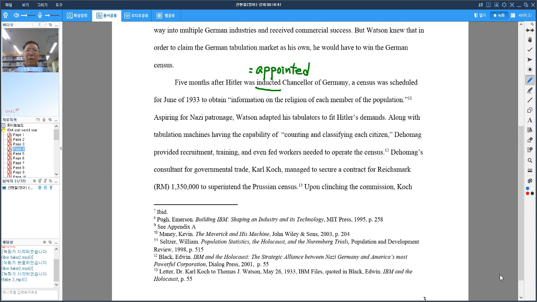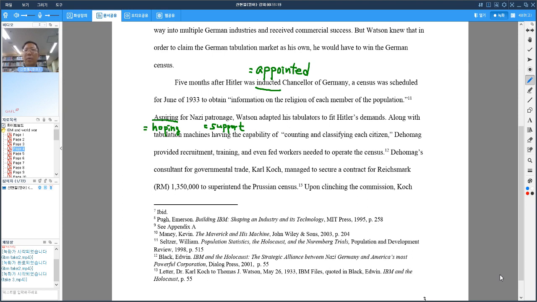Okay? So aspiring for Nazi patronage, Watson adapted his tabulator to fit Hitler's demand. Aspiring means hoping for patronage. Patronage means support. So Dr. Watson hoped to win the Nazis' support. So Dr. Watson adapted his tabulator to fit Hitler's demand. He changed his computer system to fit Hitler's requirements.